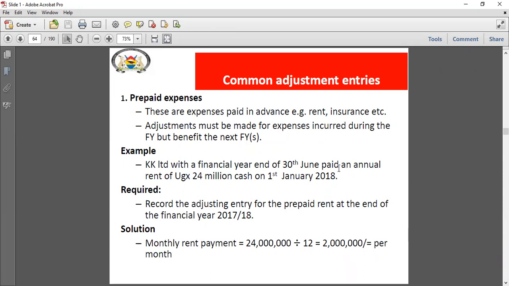Okay, I'm going to demonstrate this more with this example. They're saying KK Limited with the financial year ended 30th June paid an annual rent of 24 million cash on 1st January 2018. Record the adjusting entry for the prepaid rent at the end of the financial year 2017-18. So it's very important for us to understand.